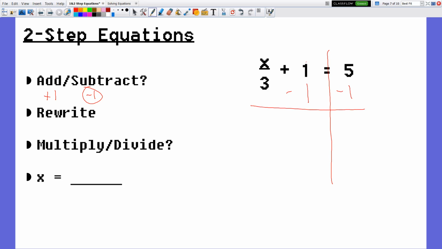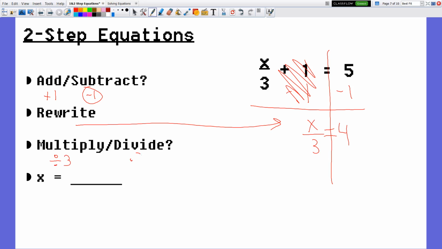Positive 1, take away 1. You have 1, you take away 1, you're down to 0. Bring down what we did not mark out. 5 minus 1 is 4. The side without the letter is the one we did the math on. There's the rewrite. All right, do I see any multiplication or division? I see a fraction on the side with the letter. That means division, divide by 3.